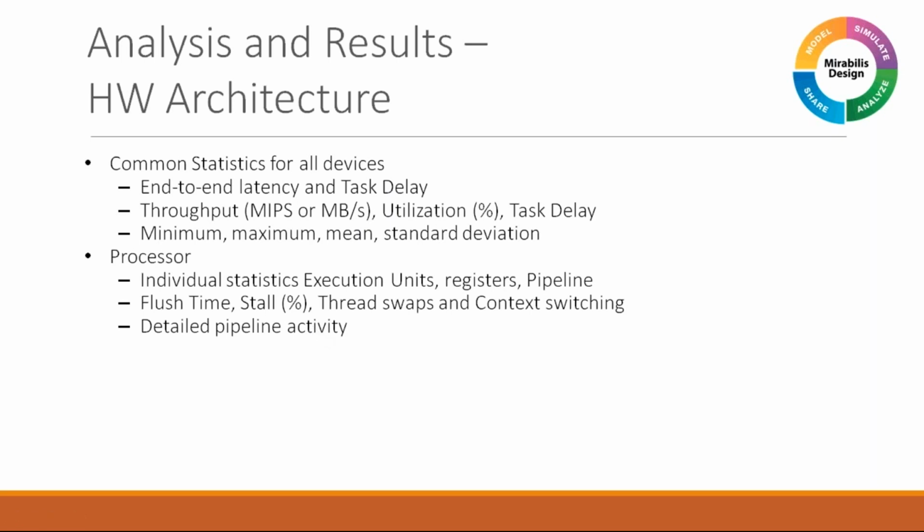This tells you that if the maximum value that you have received is quite high, whereas your average value is very low, that tells you that the standard deviation is quite high, and that particular system is really having a problem, and you may have to address those problems. In terms of processor-centric statistics, we provide statistics for the execution units, registers and pipelines. And also we provide details on flush times and stall percentages and thread swaps and context switching details as well. And also you can capture detailed pipeline activity as well.